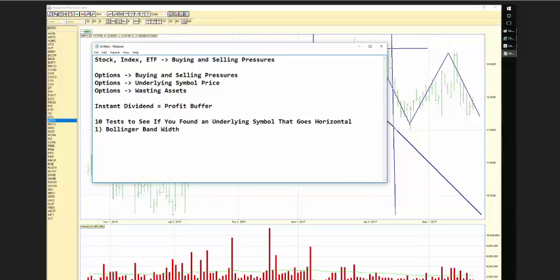So that's Bollinger Band width. Number two, how about candlestick count? By a show of hands, how many are taking notes?